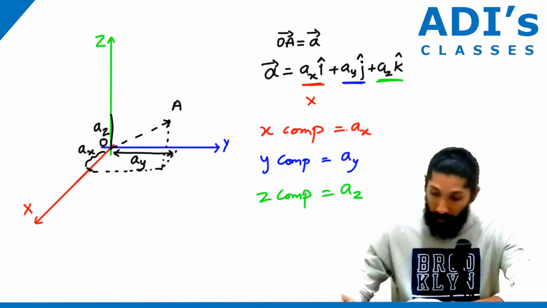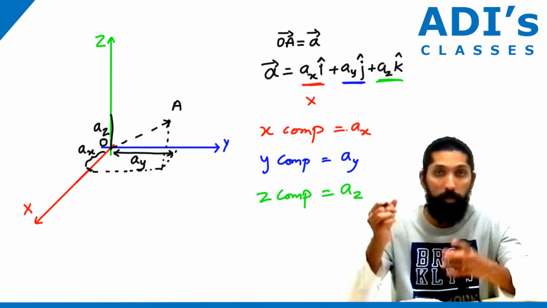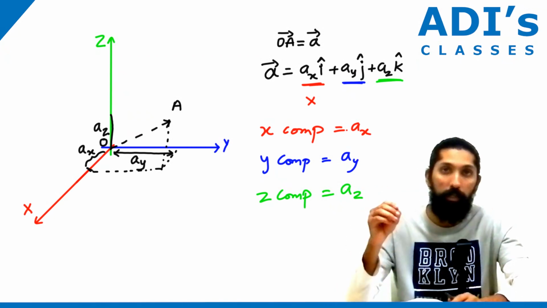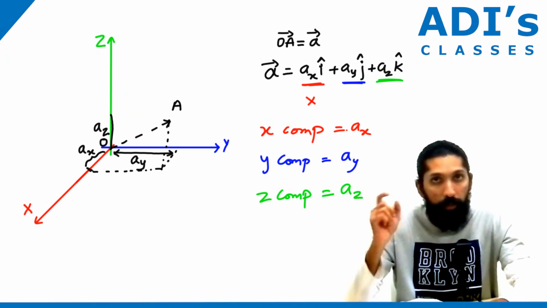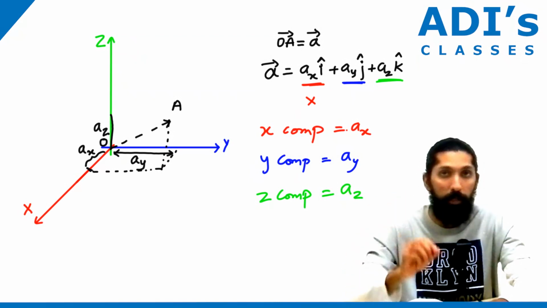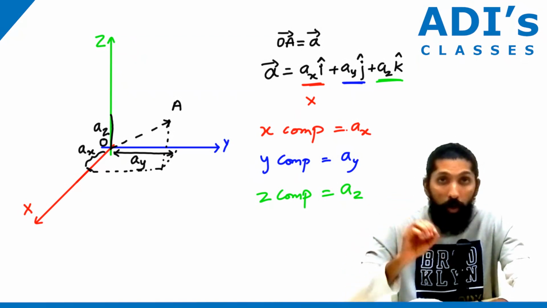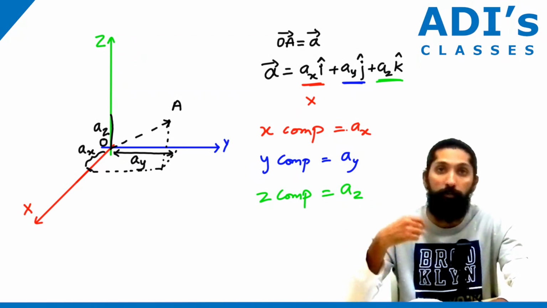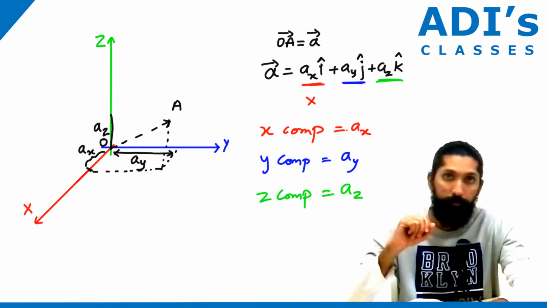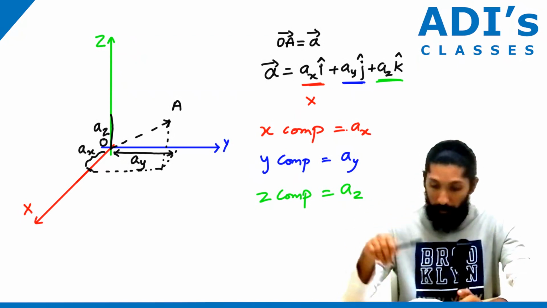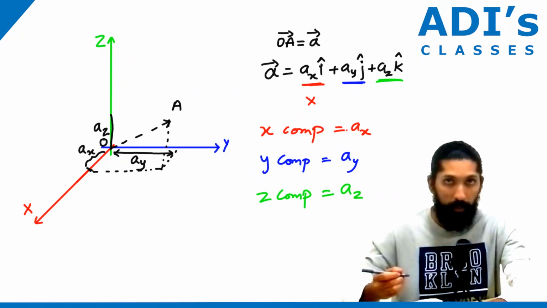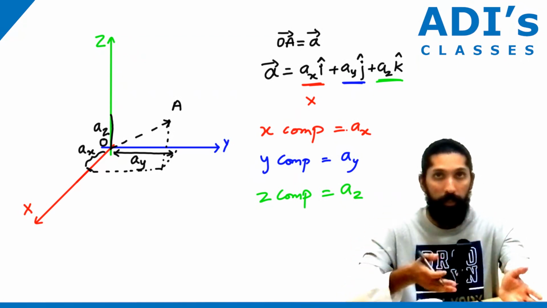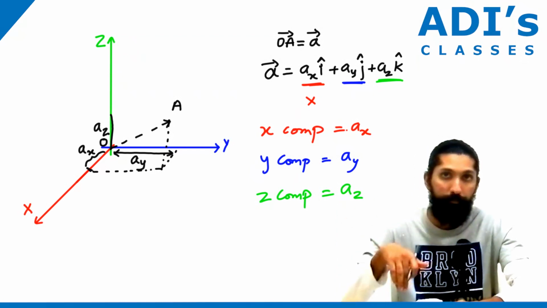Now that you have understood what resolving is: it's basically splitting the vector into its component form. That is what we call resolving a vector, and this phenomenon is resolution. Clear? Now, we understood that a vector can be split into its components ax i, ay j, and az k.